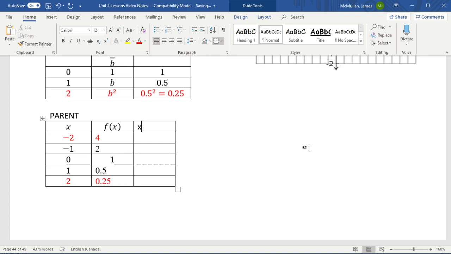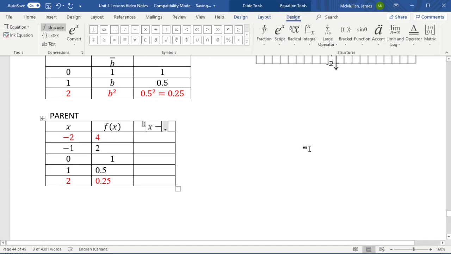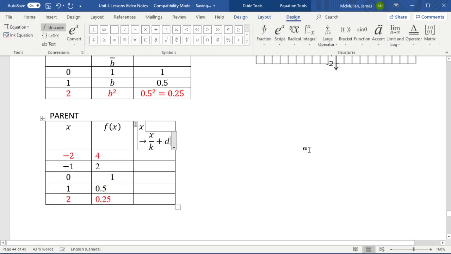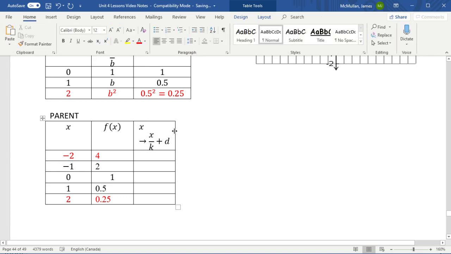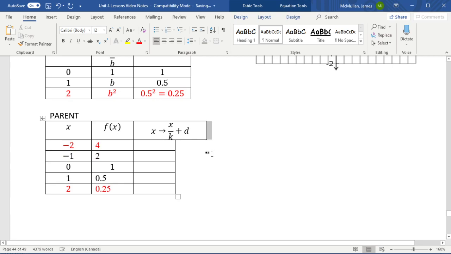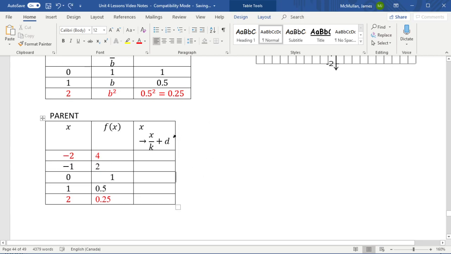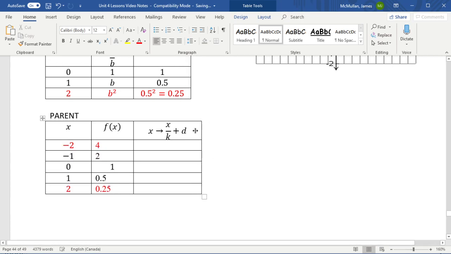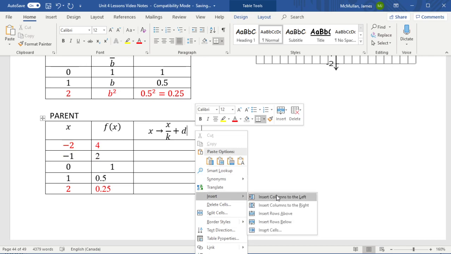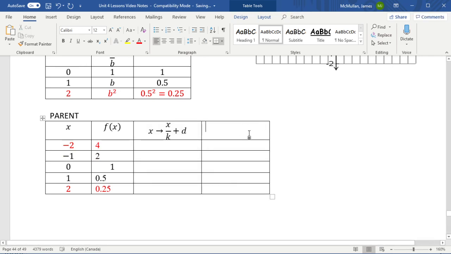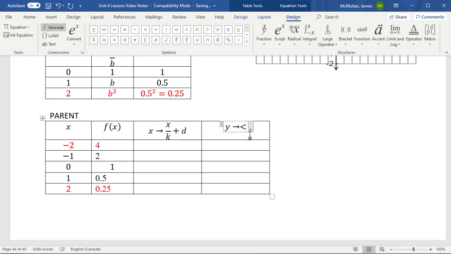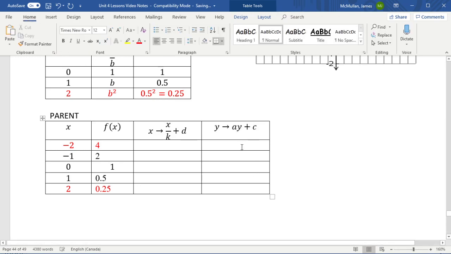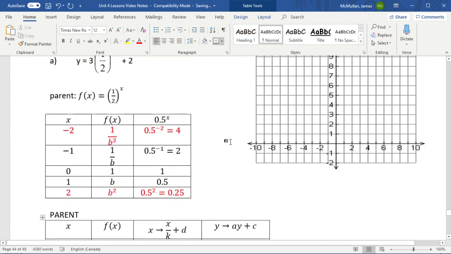Now in the middle column, what I'm going to do here is take every x and transform it into x over k plus d. Okay, I'm going to do the same thing with y, and every y is going to become ay plus c. Now, of course, to do this, I'd like to know what a, k, d, and c are.